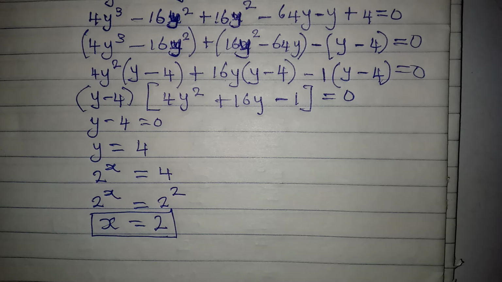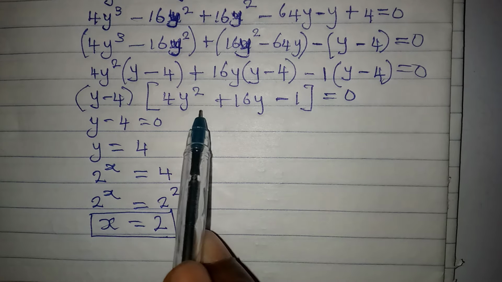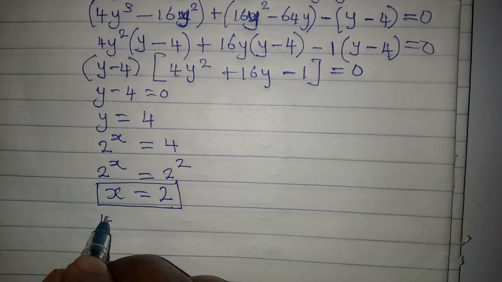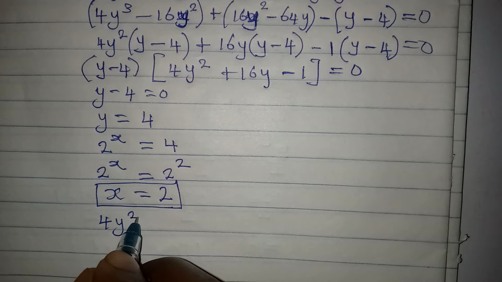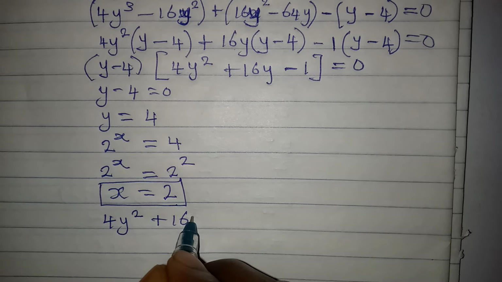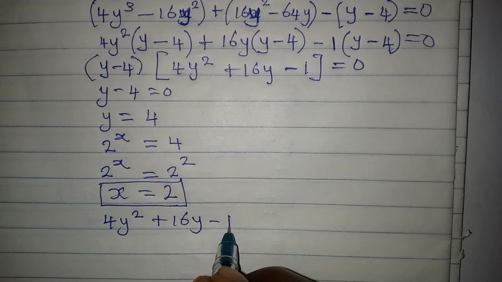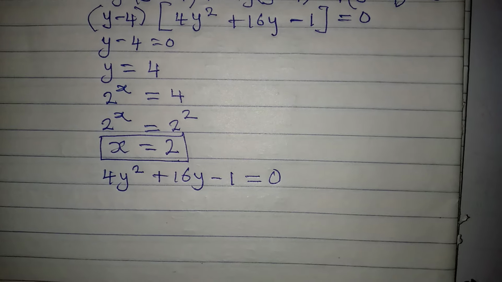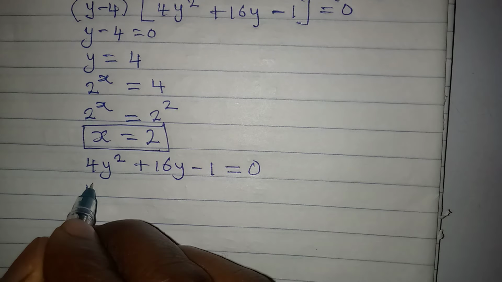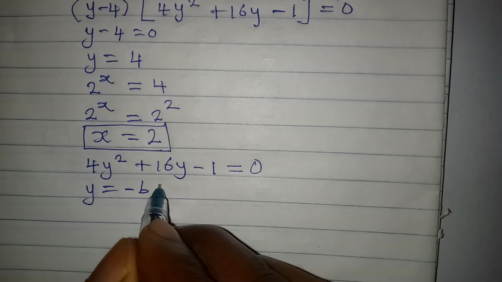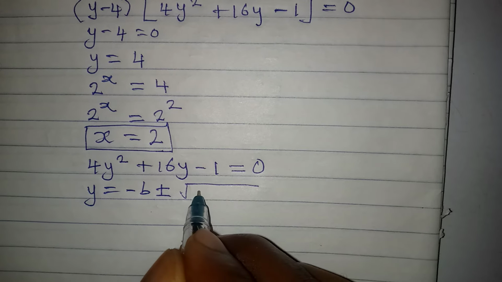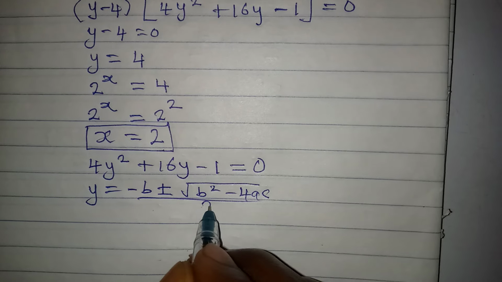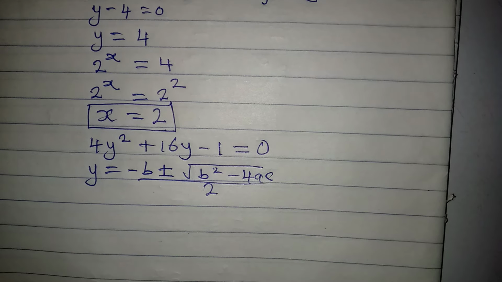Now to get the other solutions, we are going to pick from this quadratic expression and we'll equate it to 0. 4y squared plus 16y minus 1 is equal to 0. Now let's use the formula method to deal with this. The formula is y is equal to minus b plus or minus square root of b squared minus 4ac all over 2a.